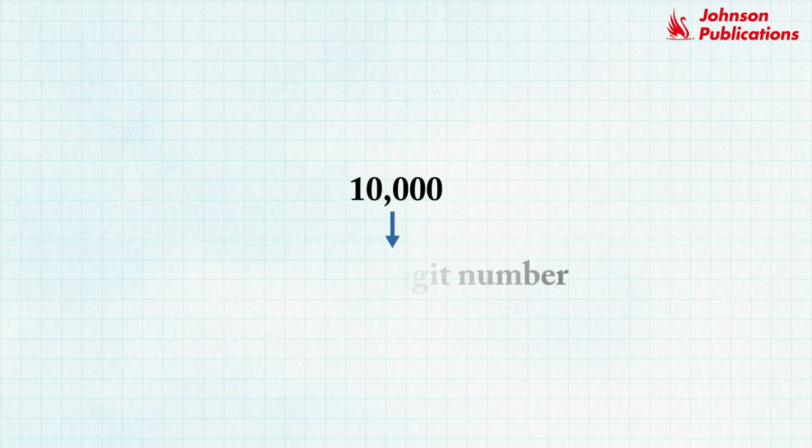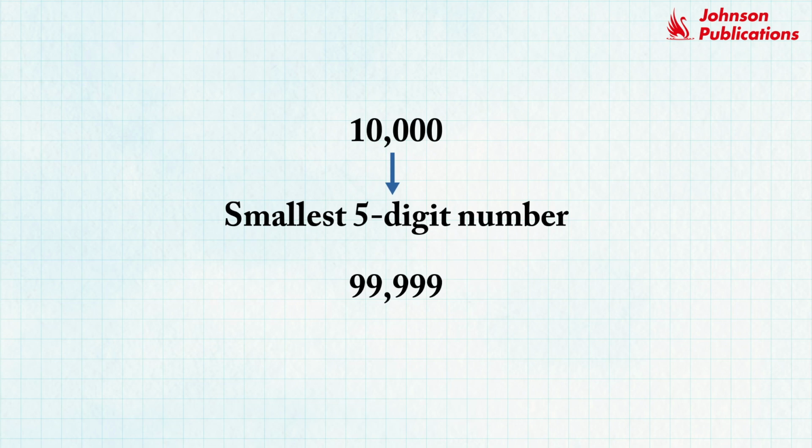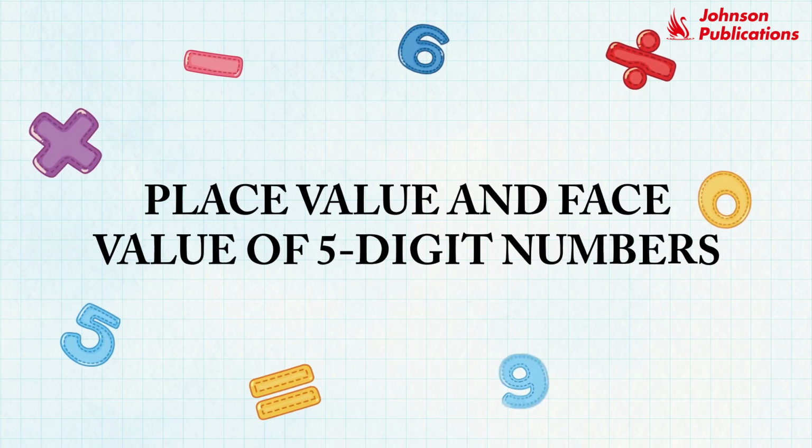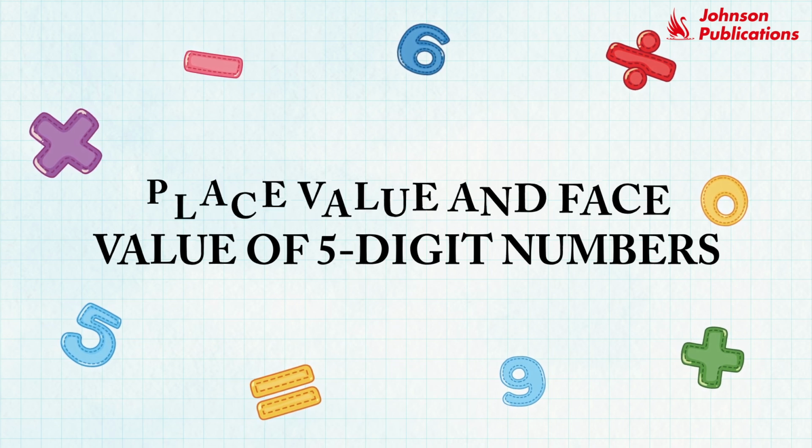10,000 is the smallest 5-digit number. 99,999 is the greatest 5-digit number. Place value and face value of 5-digit numbers.